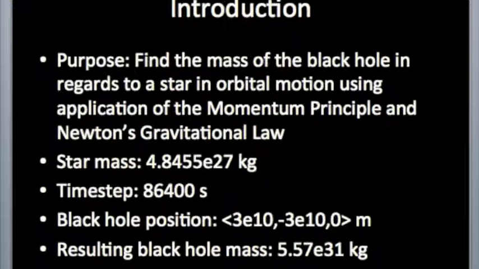hole was found. The motion of the star was analyzed and modeled through VIDLE using a CSV file that was provided and the given information right here, such as the star's mass, time step, and the black hole position. Using the relationship of the different F net components and the change in momentum components, the resulting mass of the black hole was found to be 5.57 times 10 to the 31st kg.